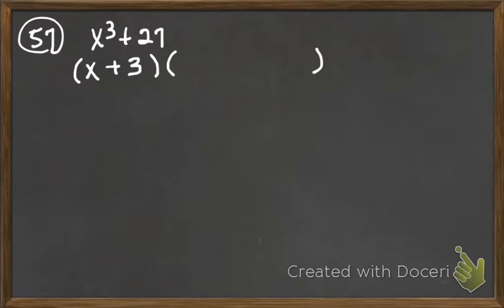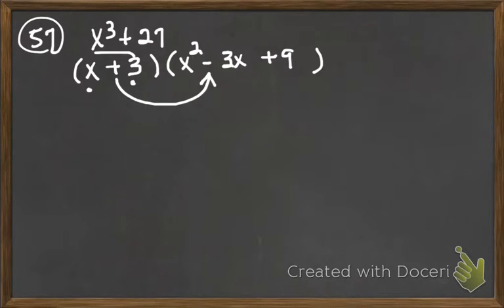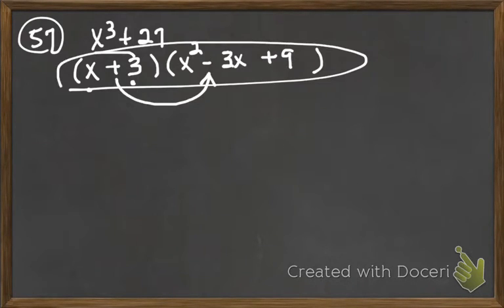Then you take your x and you square it. X squared is x squared. That gives you the first term in your trinomial. You take your sign in your binomial and you change it. So it gives you a minus. You multiply x times 3. That gives you 3x as the middle term. And then you square the 3 and that gives you a positive 9. So those are your factors according to the formula.